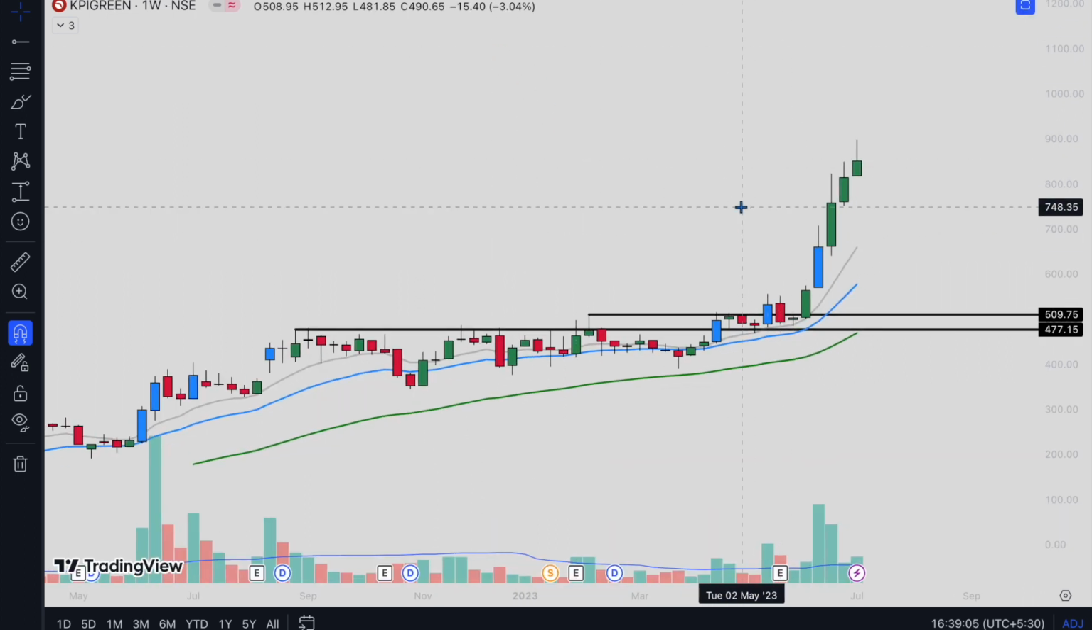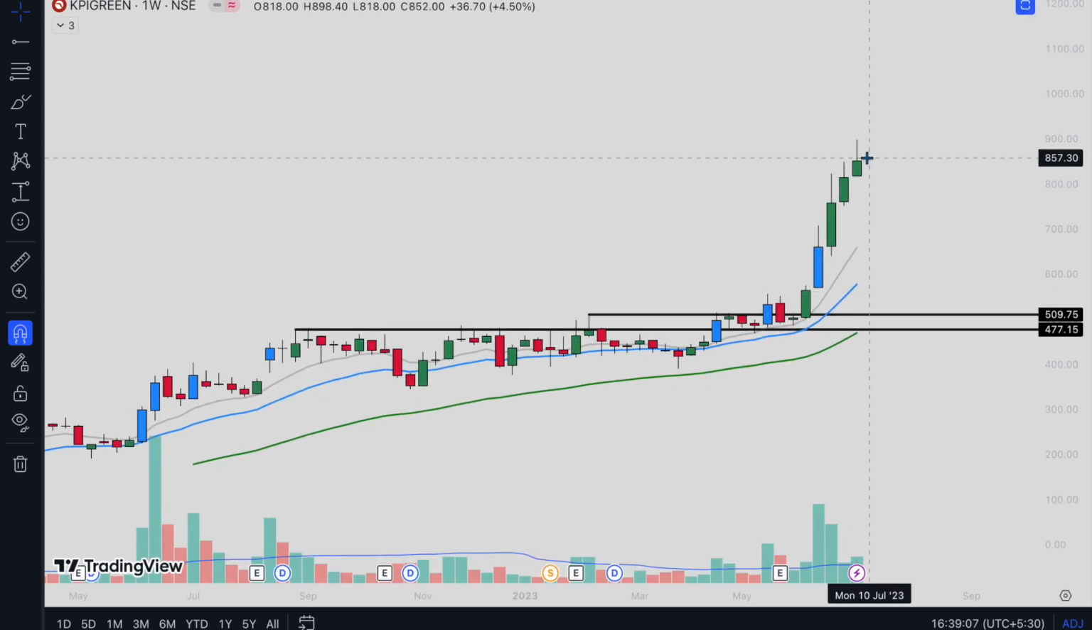Why? Because there is no resistance you are going into. So basically now the stock is looking to create resistance of all-time highs. See the kind of move that the stock gave. So let's say you have two setups where there is a lot of resistance coming up, and there is one stock which has no resistance coming up. Now you know which one you have to select.